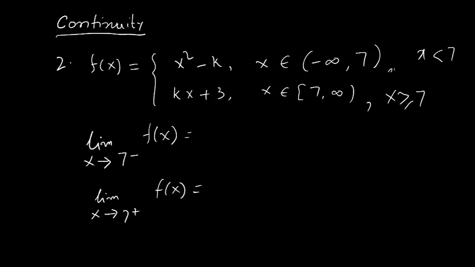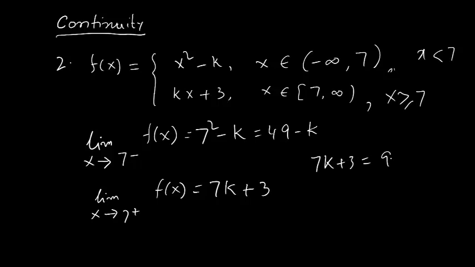So we need to do these two things. So which is 49 minus k, and then when x approaches 7 plus, now here replace your x by 7. So for continuity, we know that these two limits should be the same. We just write 7k plus 3 equals 49 minus k.